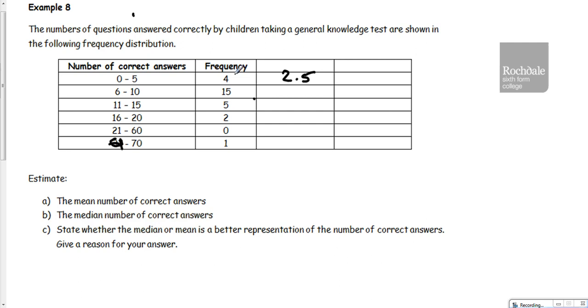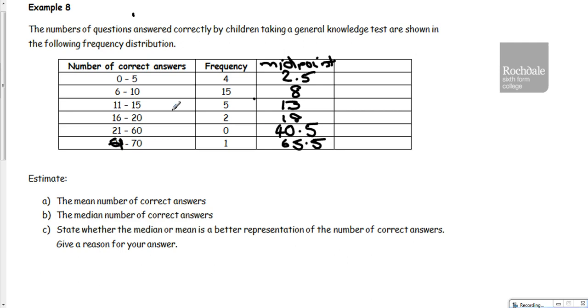So in this column here, I'm going to write at the top midpoint. Okay. Similarly, between 6 and 10, the midpoint of those is 8. If you remember, the quick way to work it out is to add the end 2 points together and half it. So 6 add 10 is 16 and half it is 8. Next one down, if you do the same thing, add them and half it, it's 13. Next one, 16 to 20, the midpoint is 18. Next one, 21 to 60, if you add those together and half it, you get 40.5. And then the last one, 61 to 70, is 65.5.